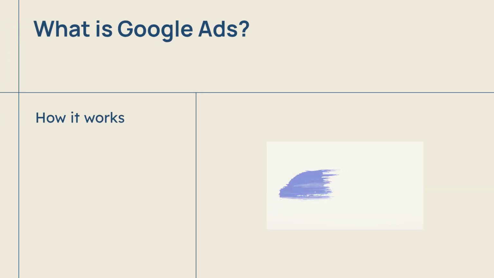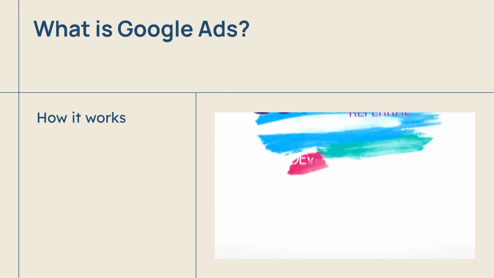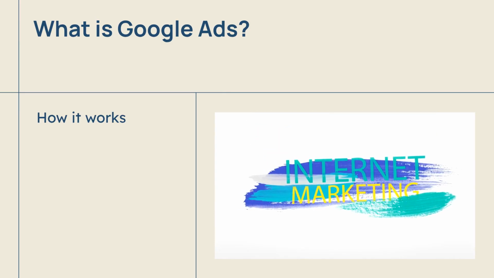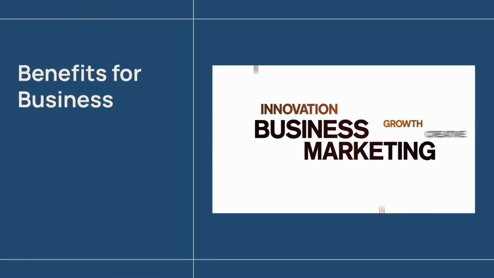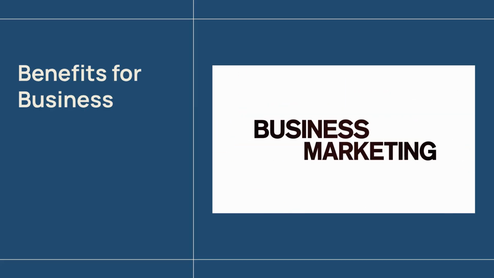Google Ads is Google's online advertising platform, allowing businesses to create ads that appear on Google's search engine and other platforms. It works on a pay-per-click model. The benefits of Google Ads include reaching a massive audience, precise targeting, measurable results, and controlling your budget effectively.